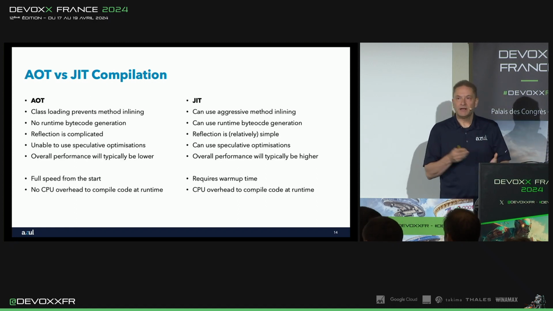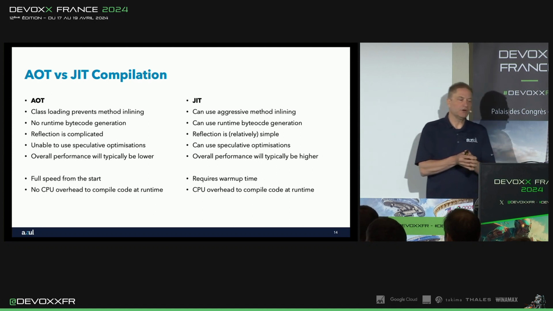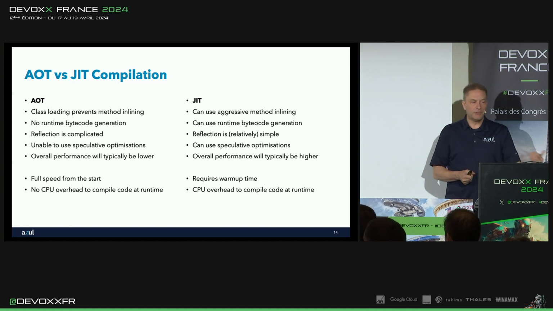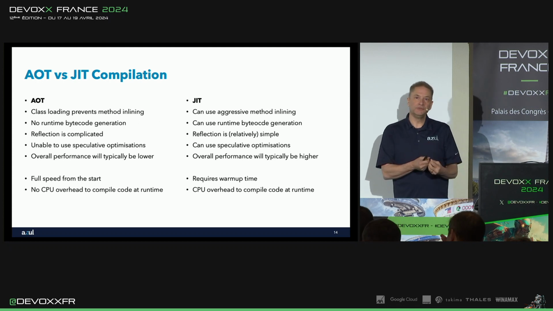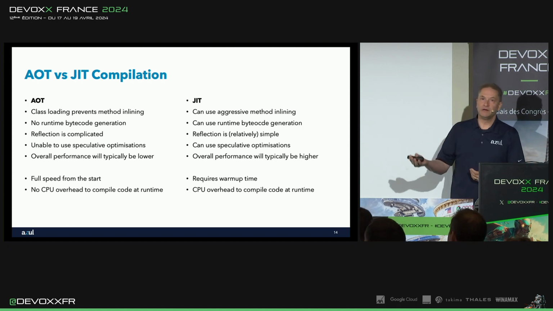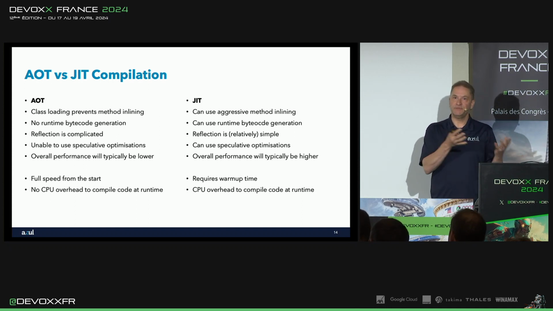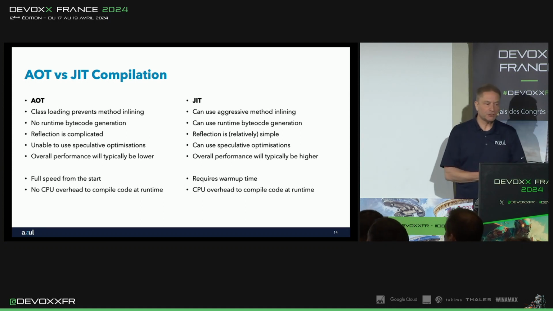If we then go back and just do a quick comparison of ahead of time versus JIT compilation, really you can say there's a number of things that are good and a number of things that are not so good. On the AOT side, we can't do the same kind of method inlining that we can do with just-in-time compilation because we have class loading that changes things. We can't do runtime bytecode generation. Reflection becomes more complicated. If you've used GraalVM, you know that there's more work you have to do if you want to use reflection.